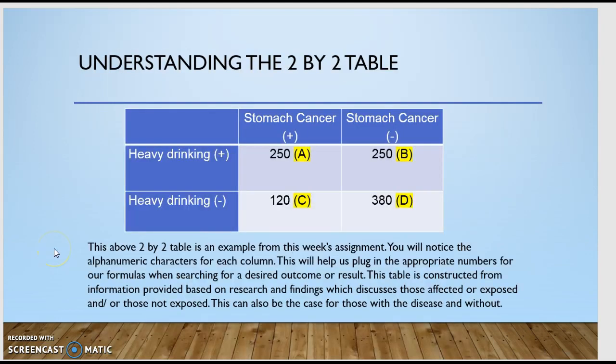Before we get into our assignment, we need to understand the 2x2 table. So here, the above table, or the 2x2 table, is an example from this week's assignment. You will notice the alphanumeric characters for each column. This will help us plug in the appropriate numbers for our formulas when searching for a desired outcome or result. This table is constructed from information provided and based on research or findings, which discusses those affected or exposed and or those not exposed. This can also be the case for those with the disease and without.